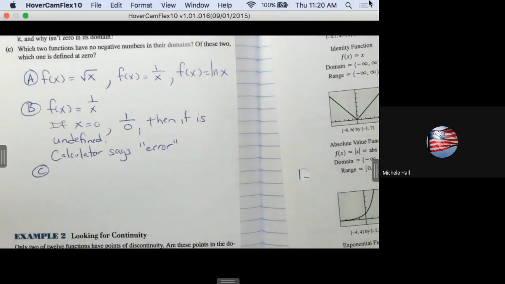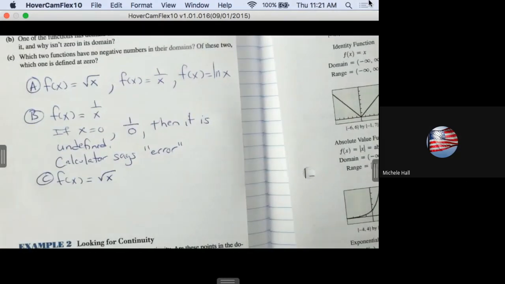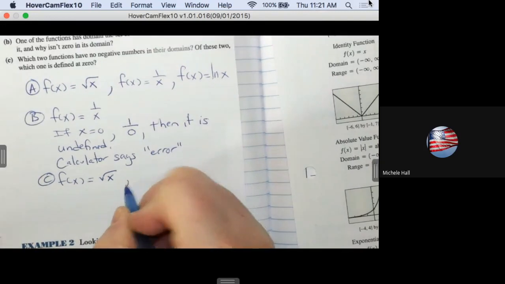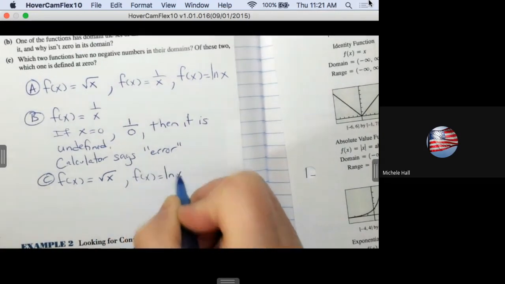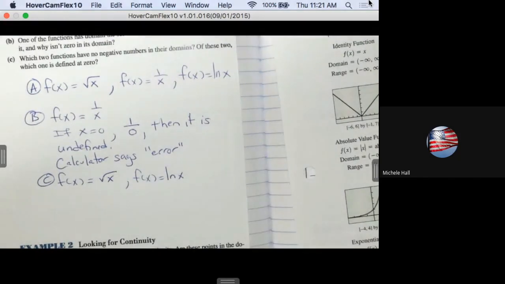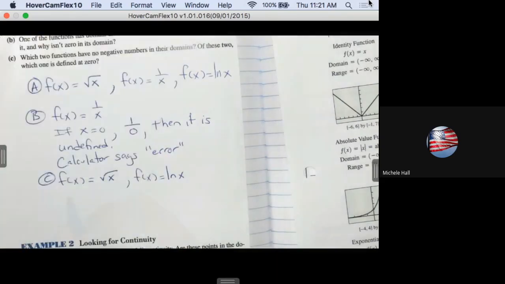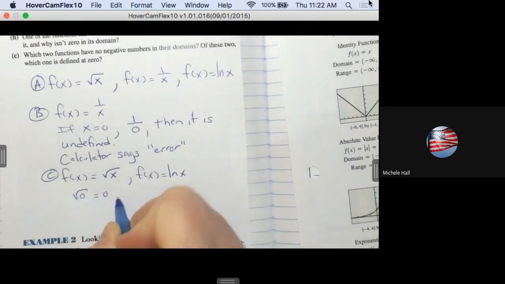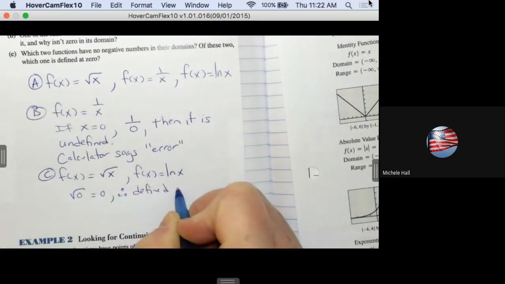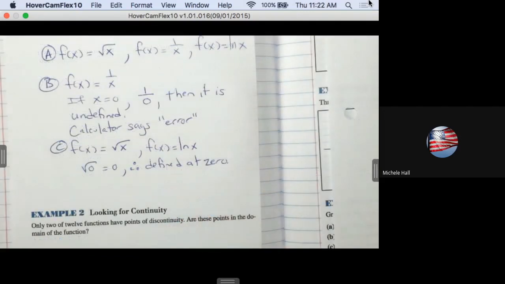All right, C. Which 2 functions have no negative numbers in their domain? Which 2 functions have no negative numbers? Logarithmic. The natural logarithmic, you can just say ln. And so that would also be f of x equals ln x, the natural logarithmic function. And then it says, of these 2, which one is defined at 0? So it's not undefined. Because what's the square root of 0? That's a real number, yes. Square root of 0 equals 0. Therefore, defined at 0.